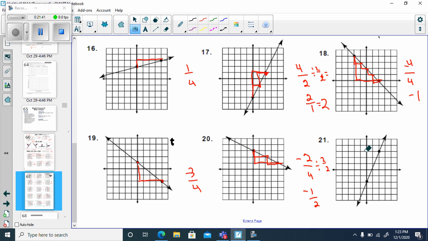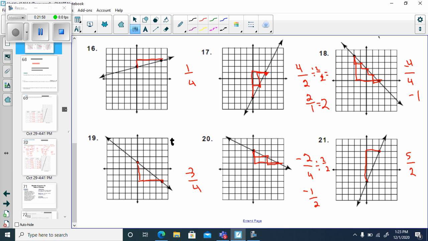And then this one, from here to here. Remember, slope is rise over run. So I go up 1, 2, 3, 4, 5. I go up 5 and I go over 2. Up 5 and over 2. My slope is 5 over 2. Okay, that covers all the finding slopes for each one of those.